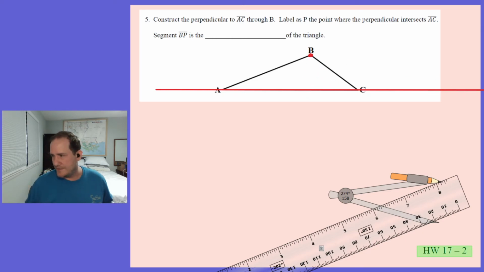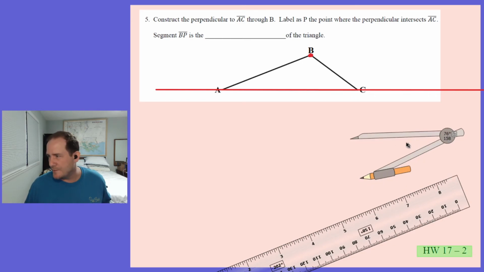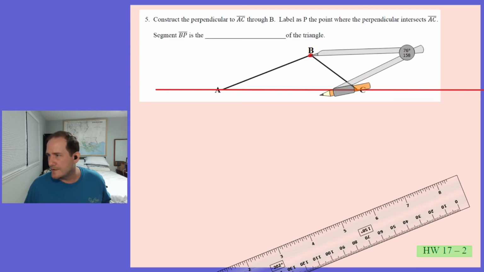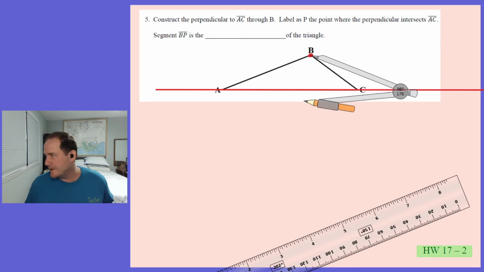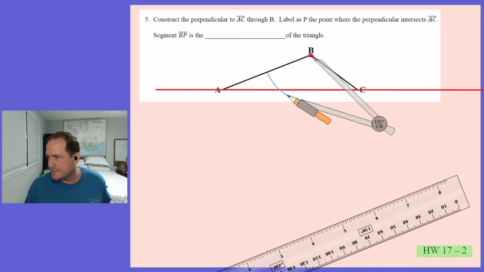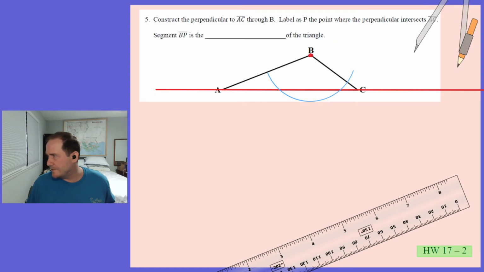So we are going to use the exact same construction from the laser beam problem that we just did. The one where we center on the point that we want our line to pass through. We open up just below the line so that when we swing an arc, it'll hit it twice. So I can swing to the left, swing to the right, and that's going to slice off 2 points of intersection for me. There's one right there, right here, and another one here.